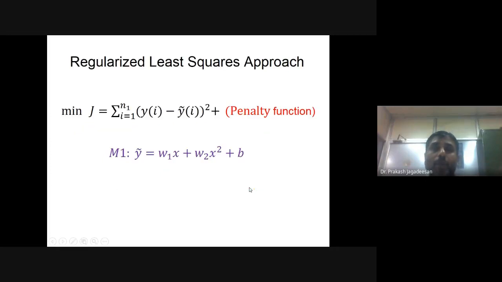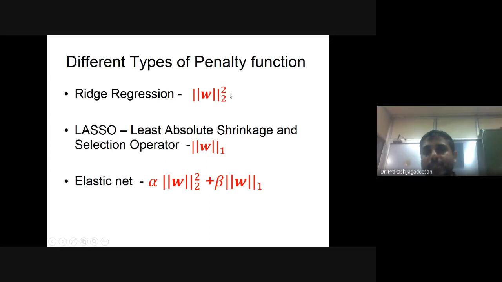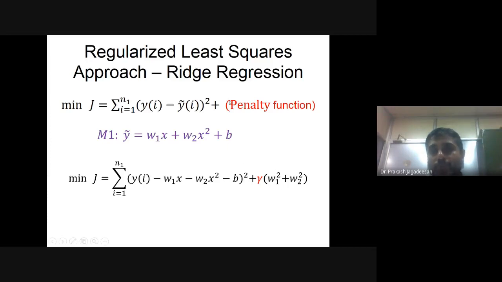So in the objective function, there are 2 terms. The first term is the sum of squared errors, and the second term is the penalty function. In the case of ridge regression, we will use this. In the case of Lasso, we will use this as the penalty function. In the case of elastic net, we will use the third one, which is highlighted in red. So first, let's focus on ridge regression. We are going to add that penalty function. As a result, our objective function will get modified.